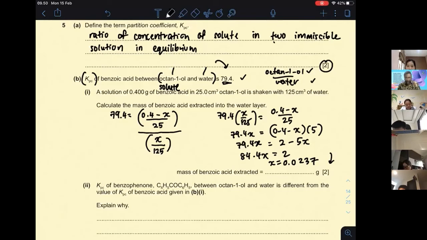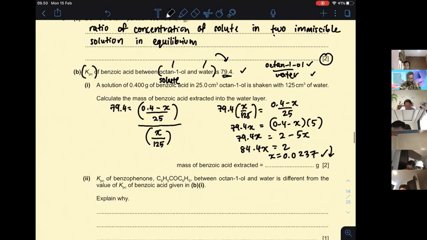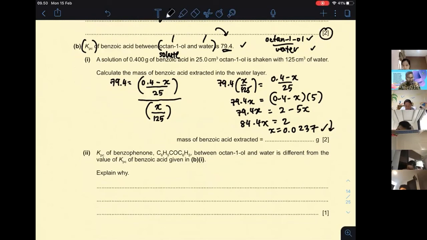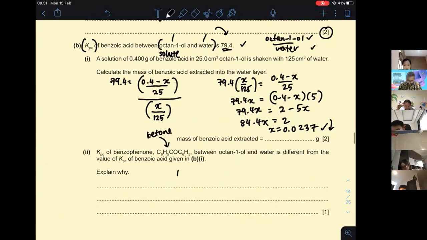If I have 0.794, then it's going to be the other way around. So please take note of that. Anyway, for this one, this is the answer. Now you see KPC, this is actually what I told you to look at. KPC between octan-1-ol and water is different compared to benzoic acid. Now this is going to be a ketone, you can see. This is R, C double bond O, another R.